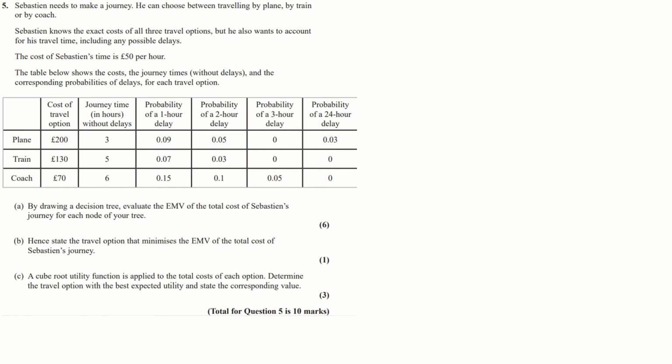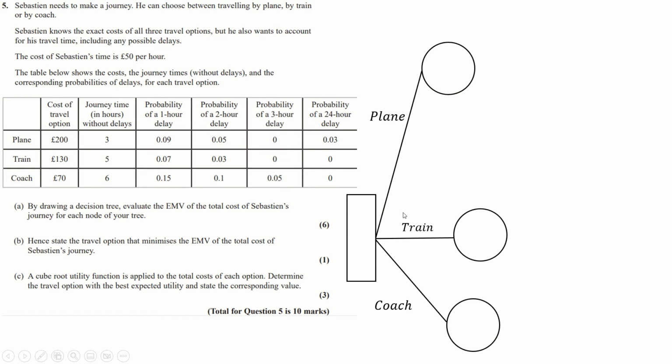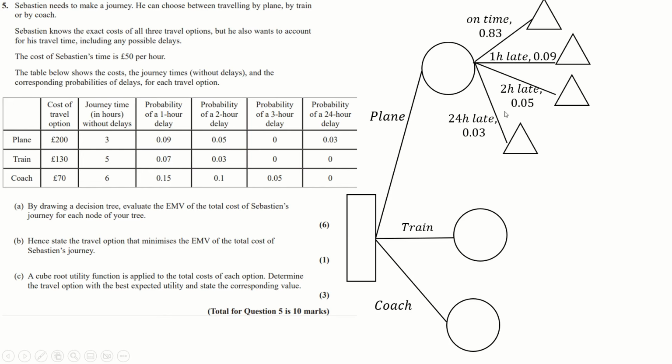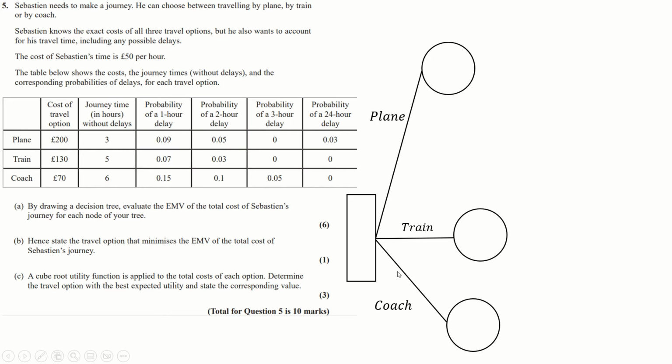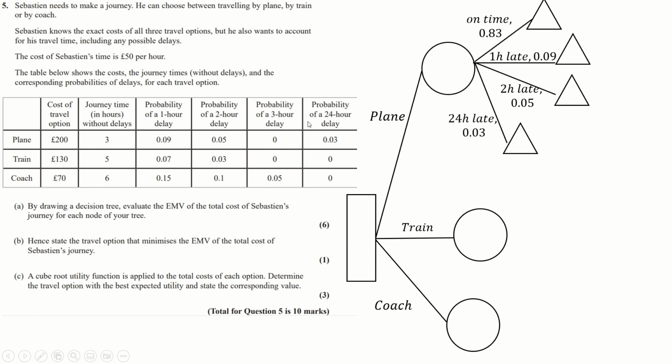Question 5 then is the decision tree question. So we start with a rectangle, then we do circles. The decision goes to the circles, and then of course the probability goes to the triangles at the end. So let's start up here first. So the decision is plane, train, or coach. Plane, there are 4 things that can happen. It can be on time, it can be 1 hour late, 2 hours late, or 24 hours late. So there are 4 things that can happen.